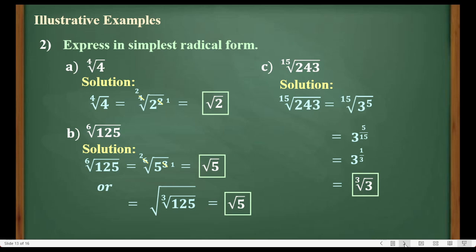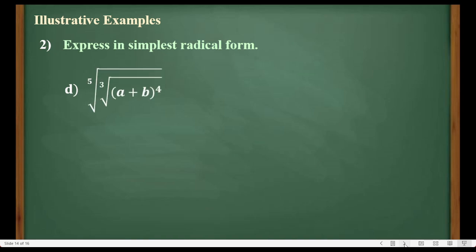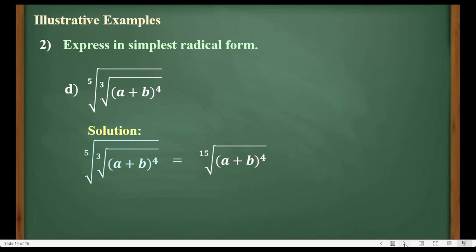Okay, next. Letter D, how about this one? The fifth root of the cube root of the quantity a plus b to the fourth. This is actually the same as the 15th root of the quantity a plus b to the fourth. And this is your answer.